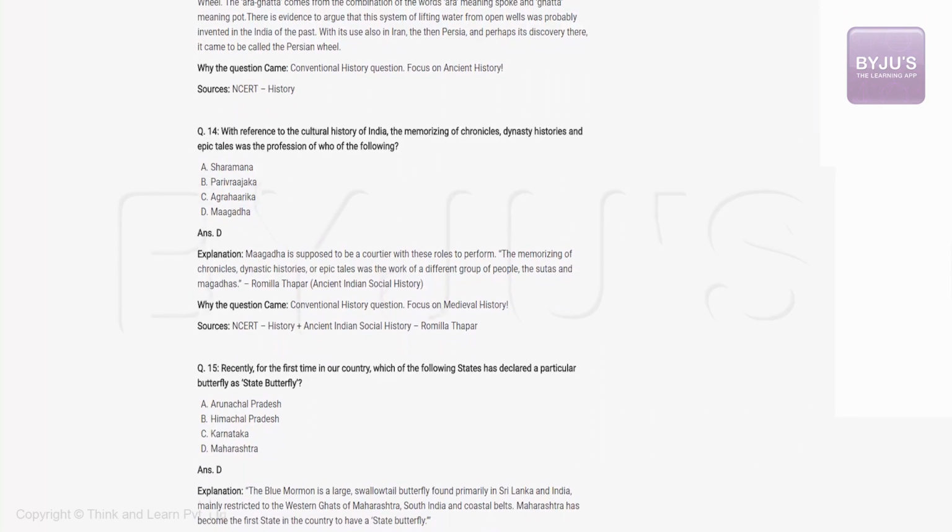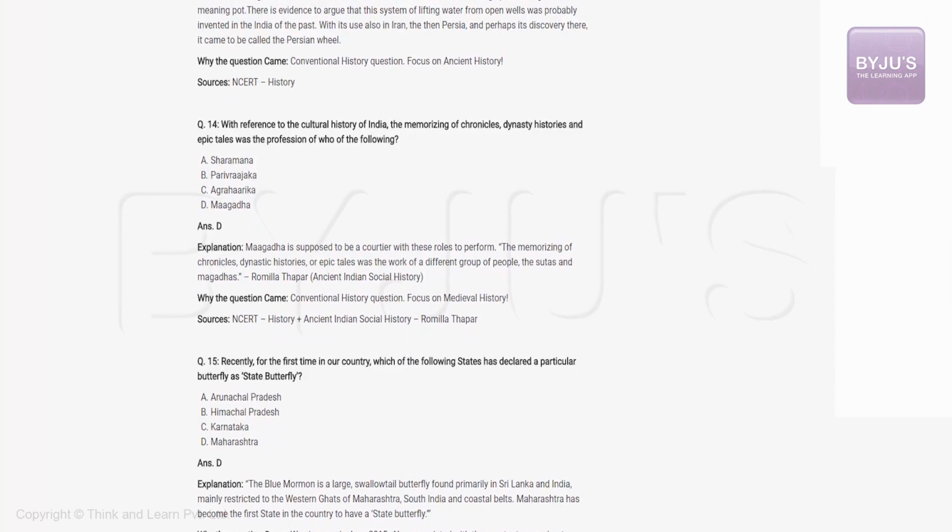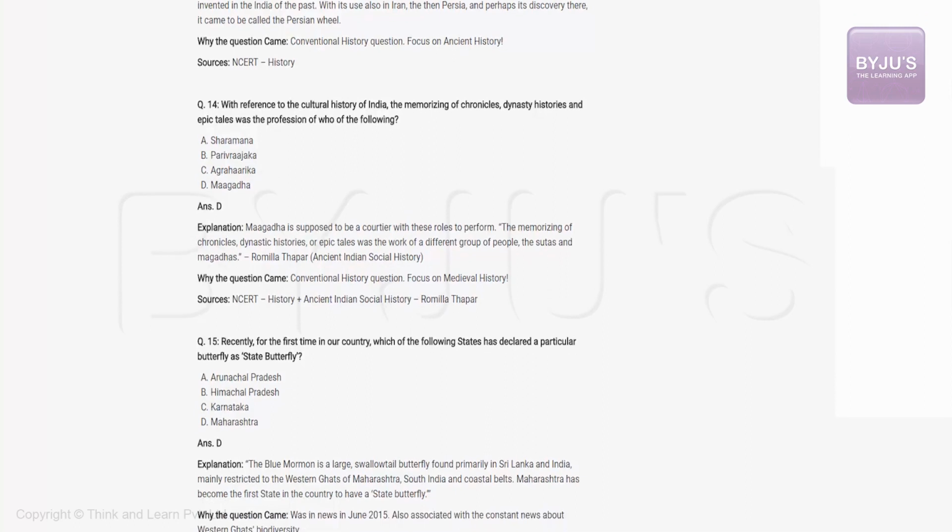One way to eliminate would have been to look at which are the biodiverse areas. But Arunachal Pradesh is also a biodiverse area. Karnataka is also a biodiverse area because the Western Ghats pass through it. Maharashtra is also a biodiverse area. Himachal Pradesh is also a biodiverse area. So there is no way to eliminate. So it becomes a tough question for you.